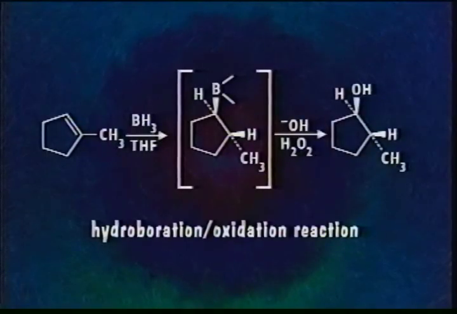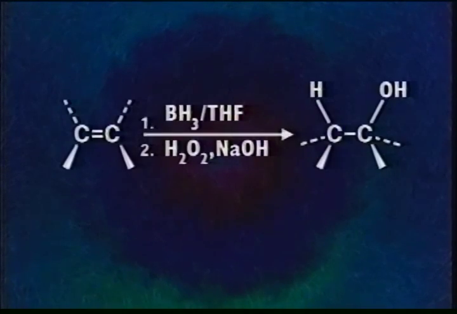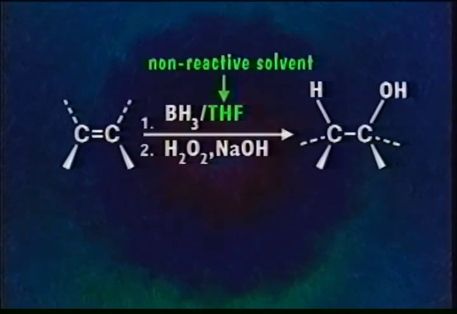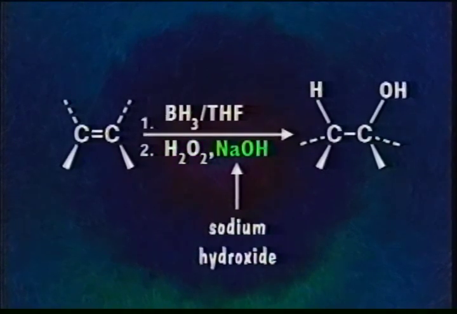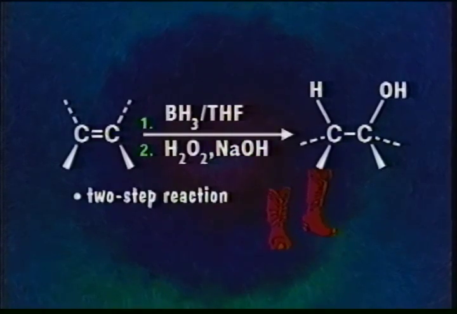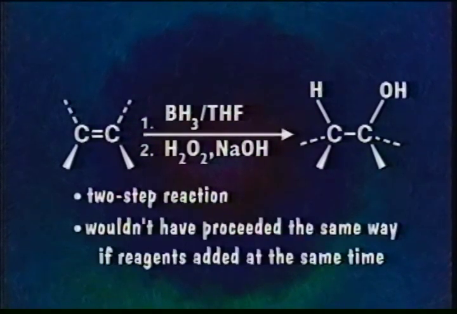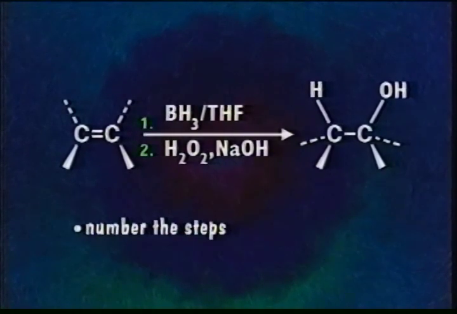The shorthand version of this hydroboration oxidation reaction looks like this. We just draw the alkene on the reactant side of the arrow. On the arrow, we draw everything that helped the reaction along, like borane, BH3, THF, which is the non-reactive solvent, hydrogen peroxide, H2O2, and sodium hydroxide, NaOH. Again, since this is a two-step reaction, and since it wouldn't have proceeded the same way if we had added all the reagents at the same time, we have to number the steps.